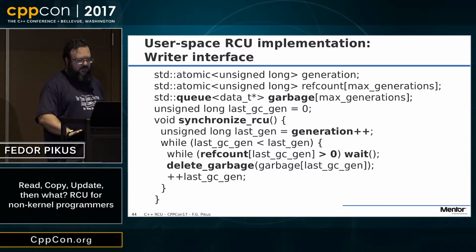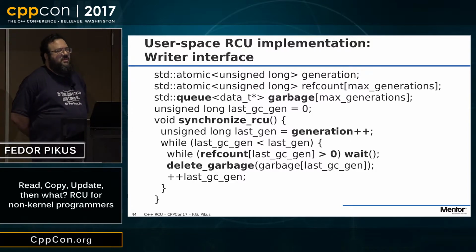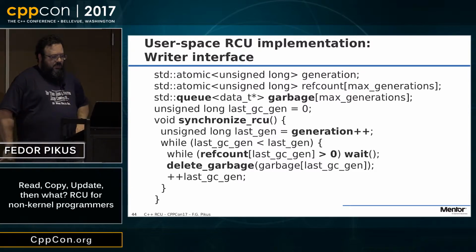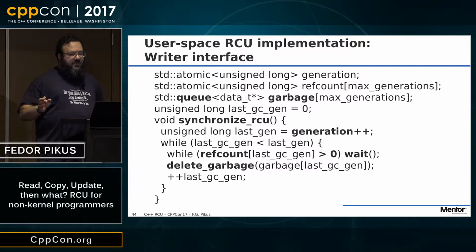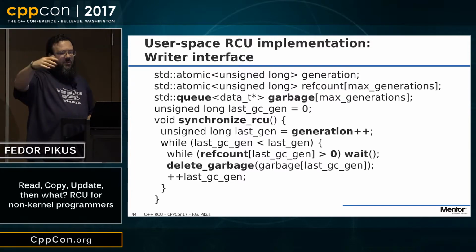So, simplified slide code. Just uses atomics. What do the writers do? Well, the writers are very simple. Eventually you'll call synchronize RCU on the writer. So when that happens, I'm going to scan all the generations, stopping before the current one because I can't reclaim the current generation. And I'm going to look at reference counts.